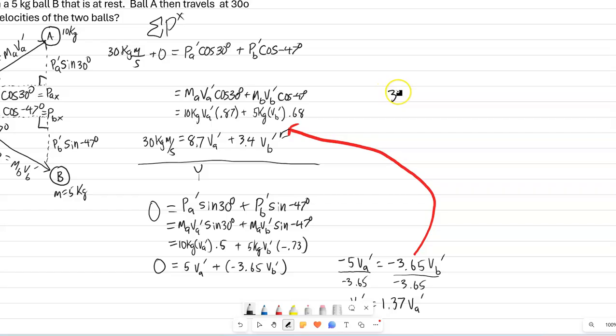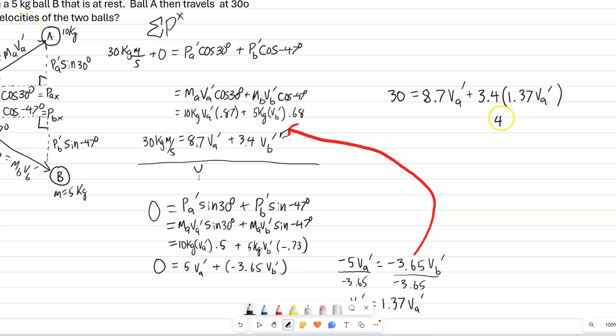We're going to have 30. I'm going to take out the units to keep it a little cleaner. Don't tell my teacher friends. And I'm going to put this value in here, 1.37 velocity A prime. I can now solve this for VA prime. I'm going to pause and do that with the power of calculator.